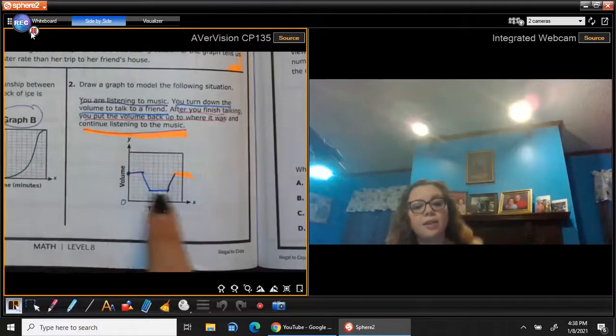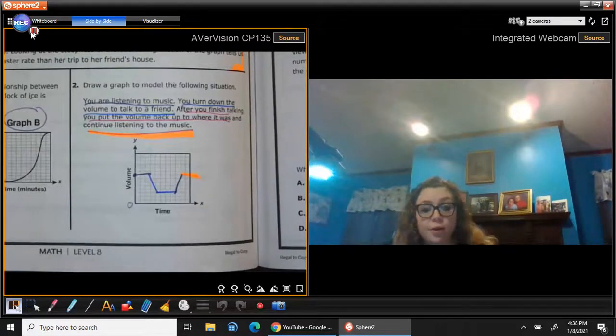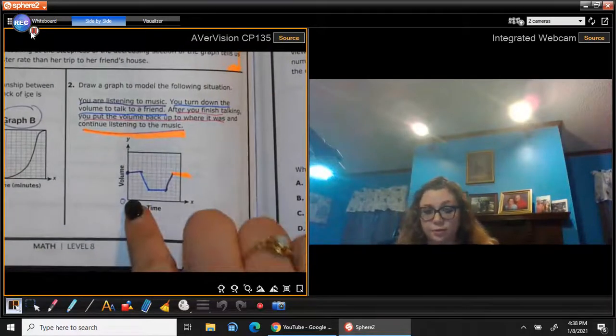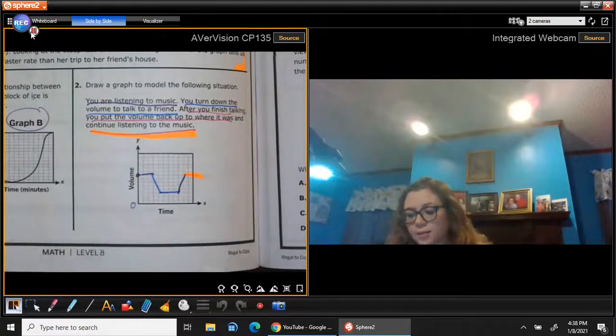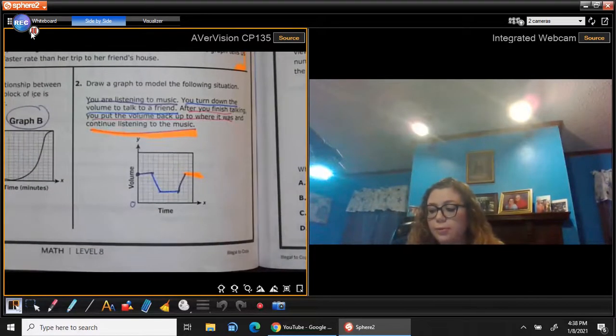So when you graph this, you need to pay really close attention to where you're starting at. Okay, because you might not always start at this corner. Sometimes your y-intercept might be up here. Okay, and that is perfectly fine. Okay, I hope this is making sense. The more we do, the easier it's going to get.